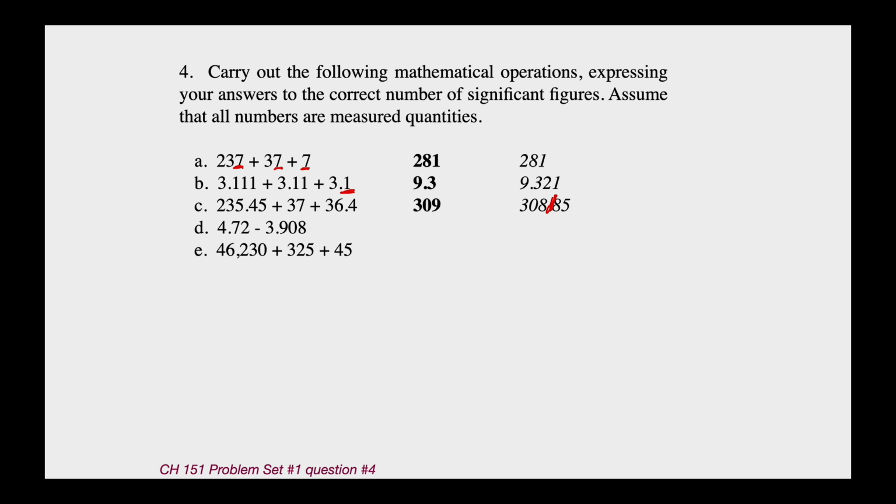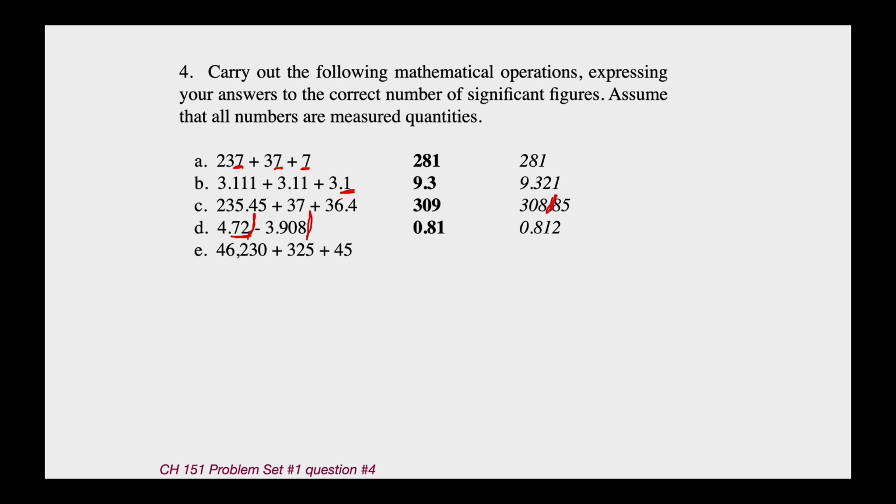We want to see where we're going to cut it off. 4.72 stops at the hundredths, and the 8 here is at the thousandths. So the answer here, we're going to have 2 spots to the right of the decimal, and that's where we're going to cut it off. So mathematically, 0.812, but we have to cut it off at the hundredths, so that would be 0.81. Notice here how in this problem, we went from a 3 sig fig 4.72 and a 4 sig fig 3.908 and turned it into a 2 sig fig number, 0.81. Again, this also happens when you add and subtract.